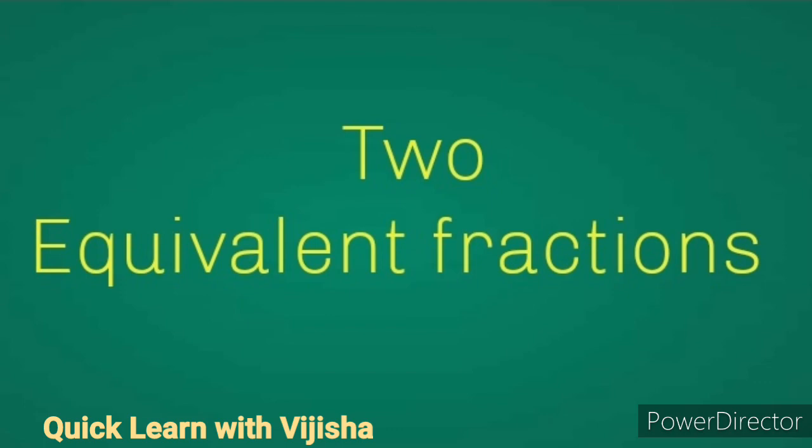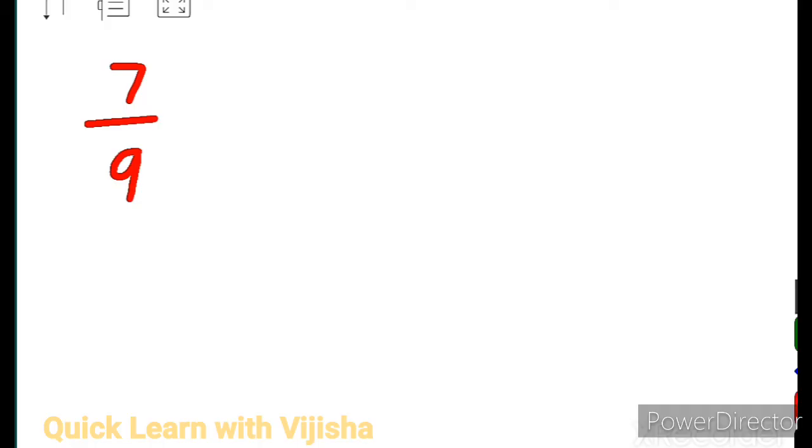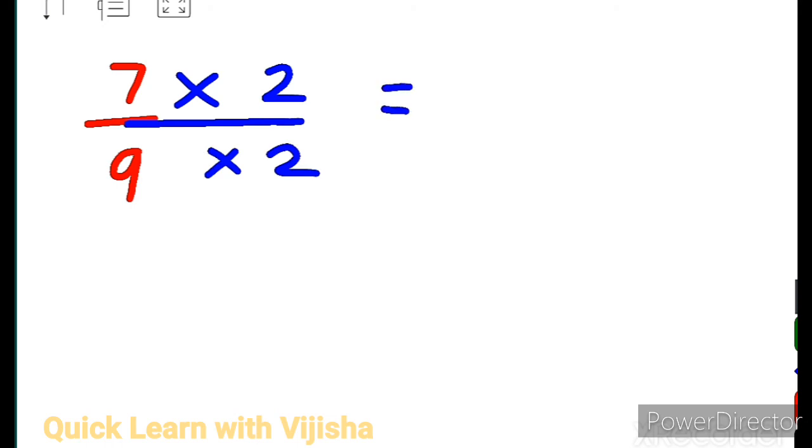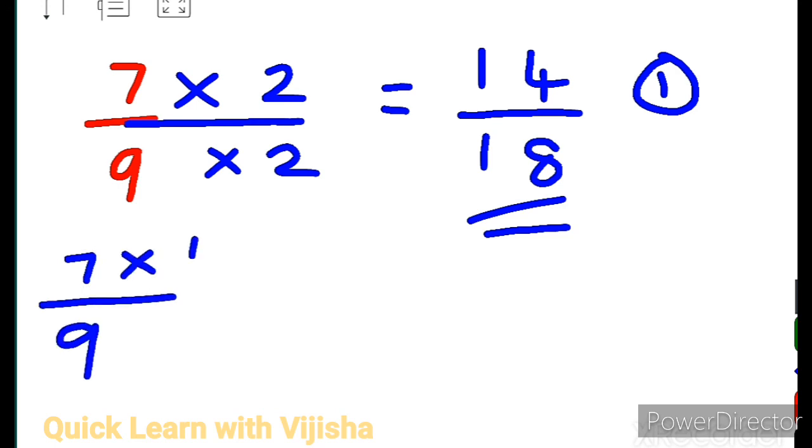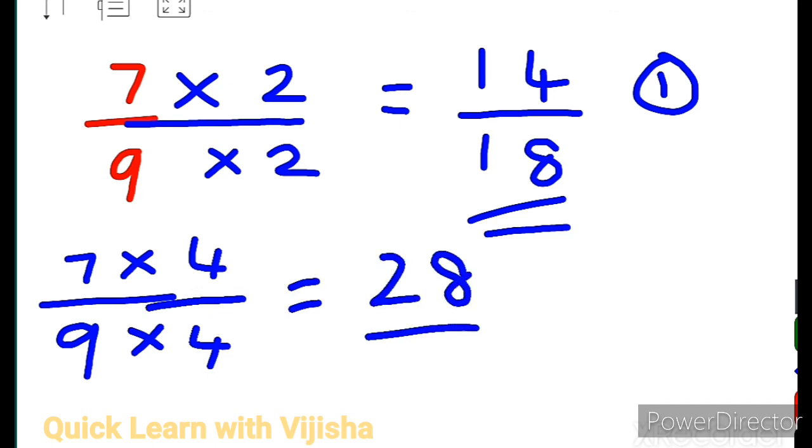Now we will see the fifth question. Find two equivalent fractions. We are given 7 upon 9. We can take any of the numbers and make it into bigger fractions. Like if you take 2 in the numerator and denominator, 7 twos will become 14 and 9 twos will become 18. This is one fraction. Now we have to find one more fraction. So 7 upon 9 is your question. We will take 4. Anything here, 4. So 7 fours are 28 and 9 fours are 36. So this is your second fraction.